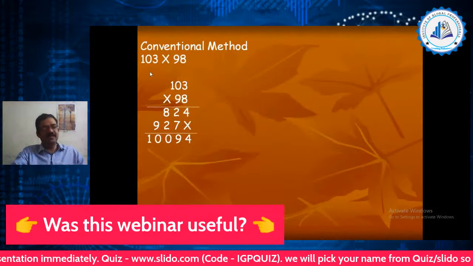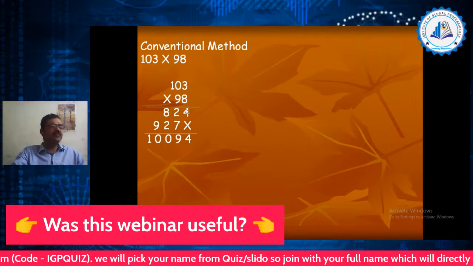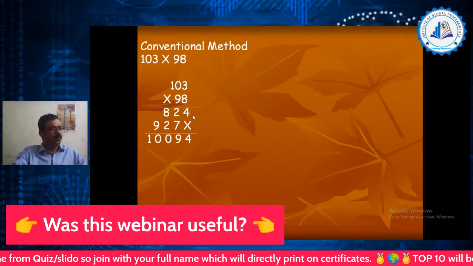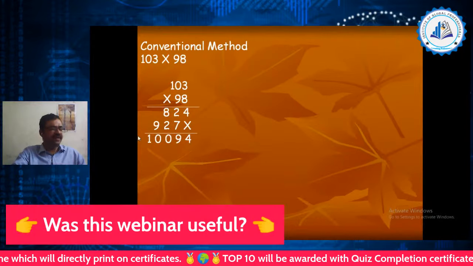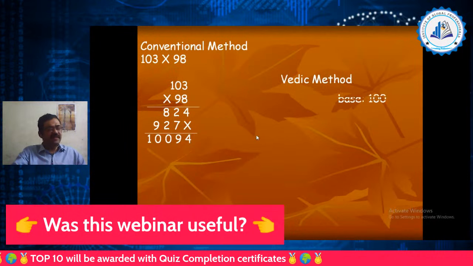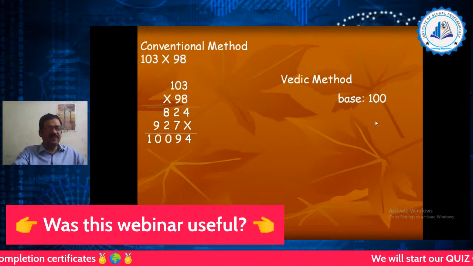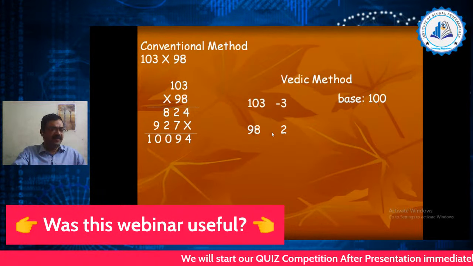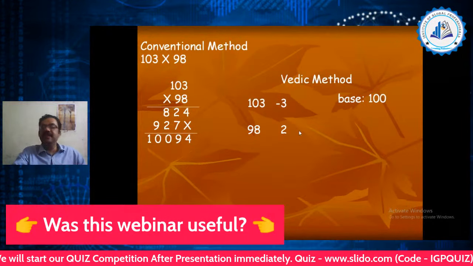Now take an example. If we want to multiply 103 by 98, first we multiply 8 by 103, we get 824. And then multiply 90 by 103, we get 9270, and add both numbers, we get 10094. But in Vedic mathematics, the base for both numbers is 100. So the difference of 103 from the base is minus 3, and base 100 minus 98 is 2. So the defects of 103 and 98 are minus 3 and 2.